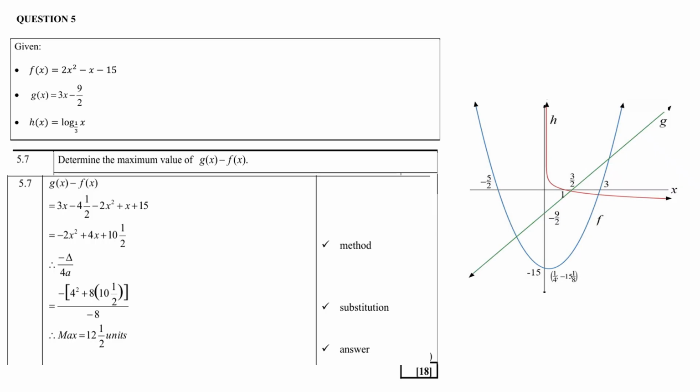But now you must remember, for a maximum value, you use the grade 11 method for turning point, minus delta over 4a. Now we're using the grade 11 values, minus delta over 4a. So remember now a is minus 2, b is 4, and c is 10.5. Do your substitution, and then you get the maximum value is 12.5 units.